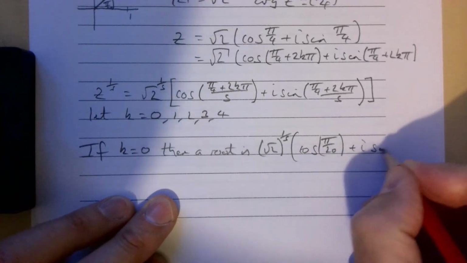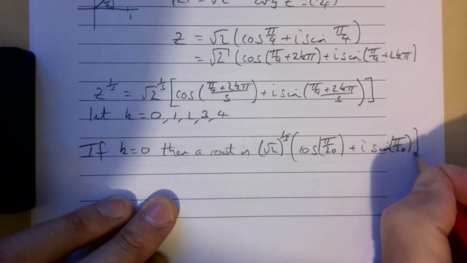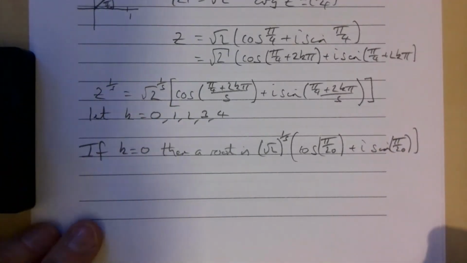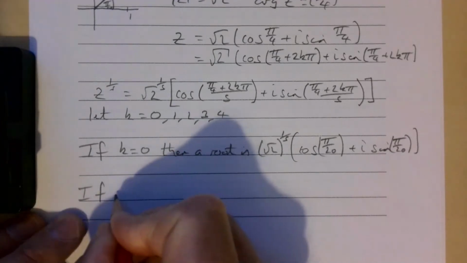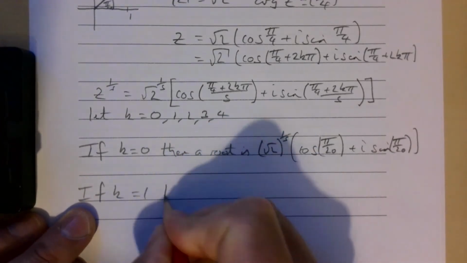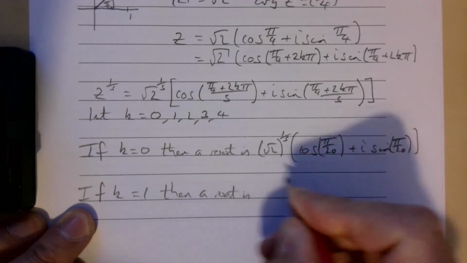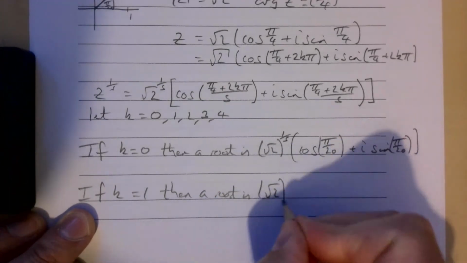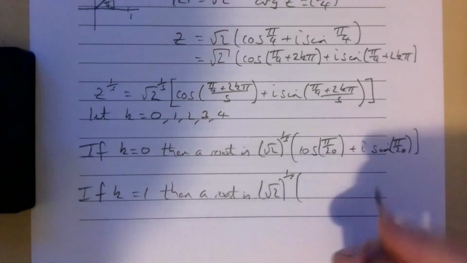Plus i sine pi over 20. So that's our first fifth root. If k equals 1, then the root is root 2 to the power of a fifth.